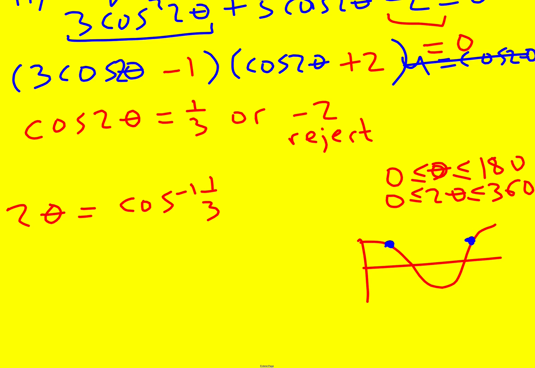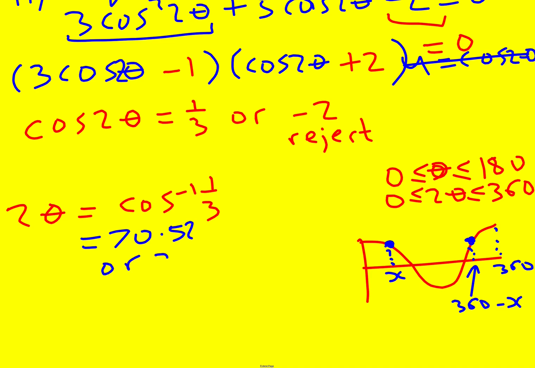So let's work this out. Inverse cos of a third is 70.528. So that's this one here. Let's say this was x. Then how am I going to get this one? Well, because of the symmetry of the curve, this is 360, and so this is 360 minus x, and so my second solution is 360 minus 70.528. I'm just going to add another decimal place in there.